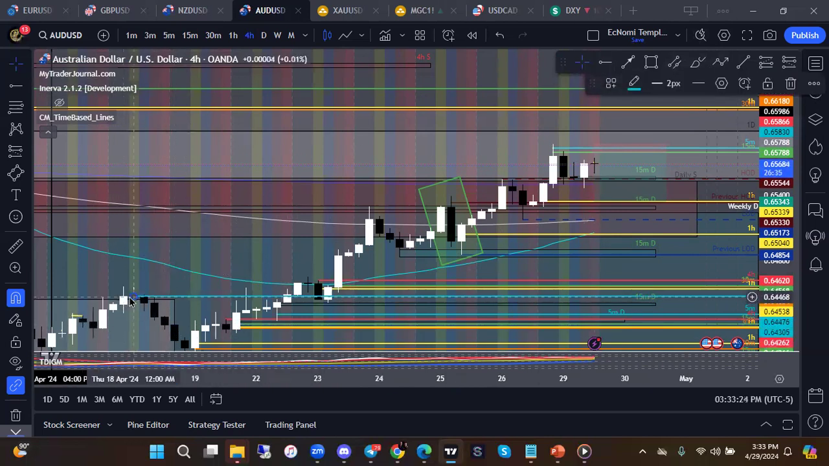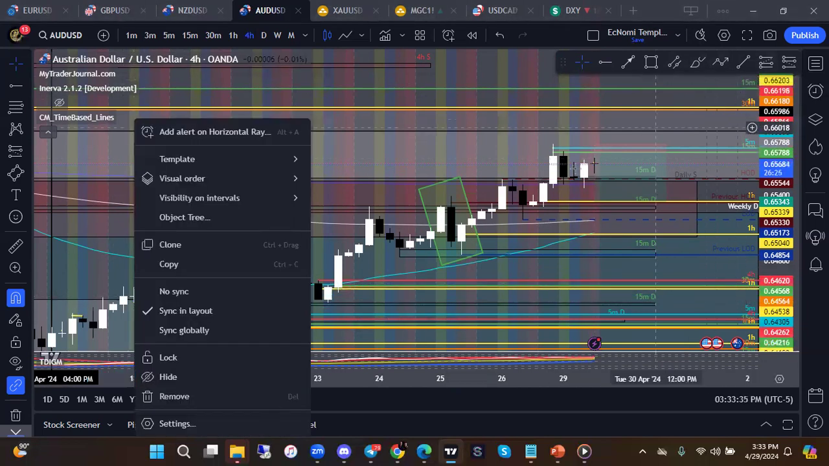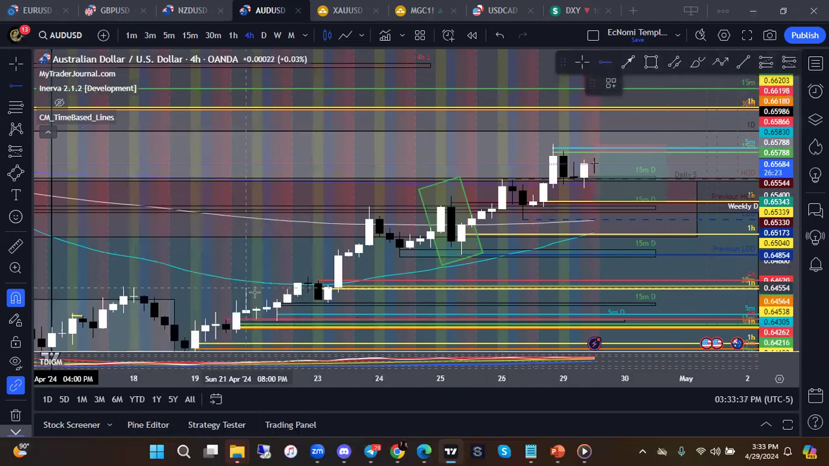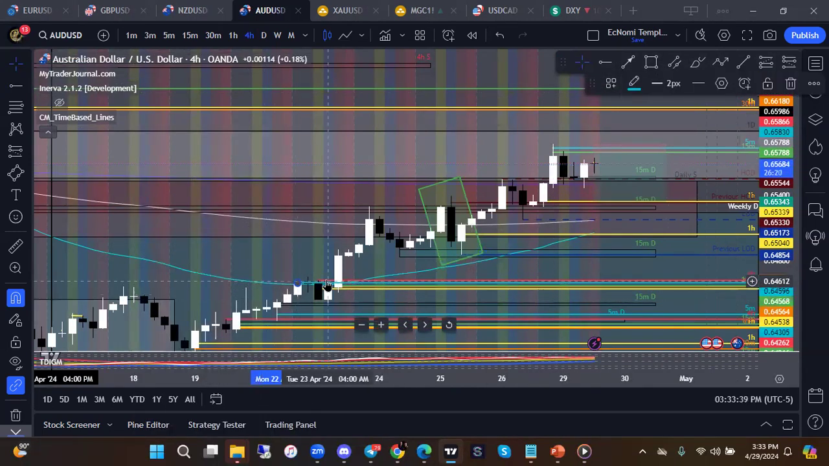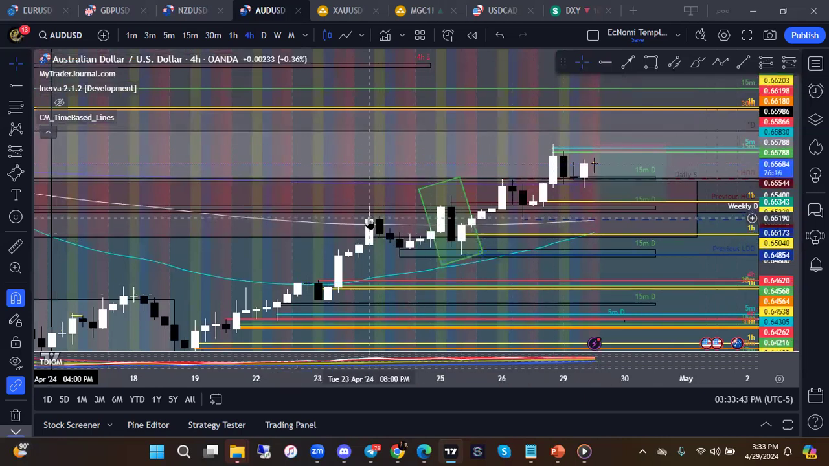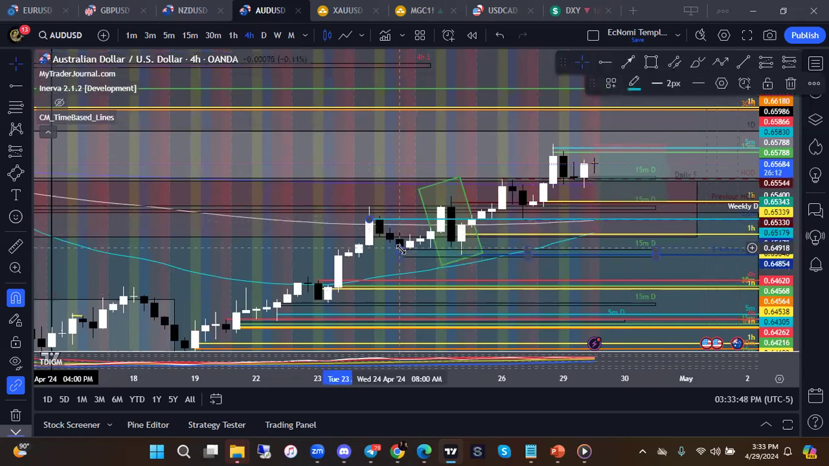I've got to delete all these because it's going to confuse people, but look at this. There's a structure point. Look at the break right there. I'm going to delete that one. And then we're going to draw another one. Here's another structure point. It got broken immediately. Another structure point, broken immediately. These are all bullish structure points that continued to get broken going up.